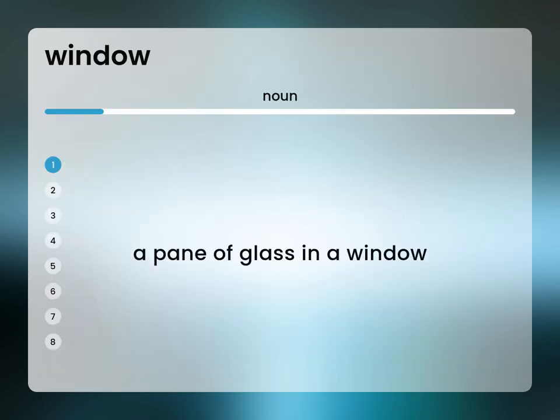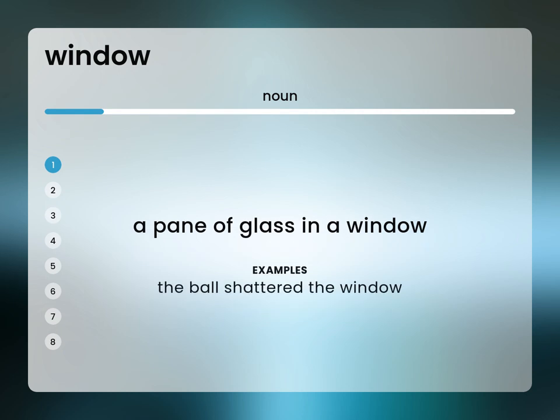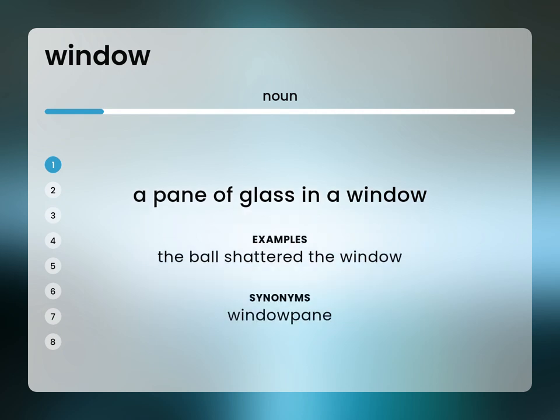A pane of glass in a window. The ball shattered the window. Window pane.